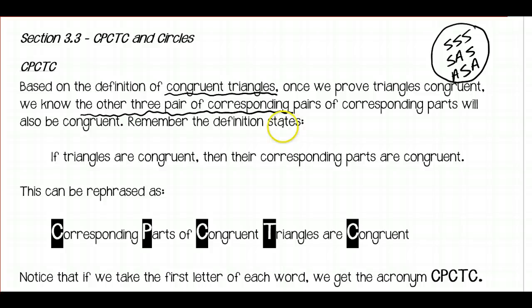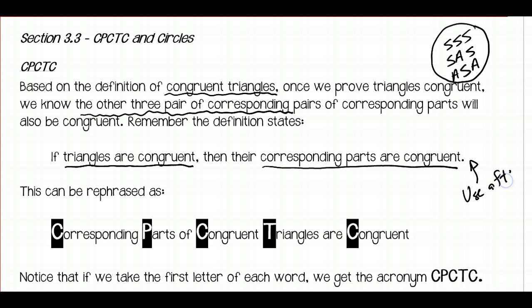So remember, the definition states that if triangles are congruent, their corresponding parts are congruent. So once we have proven that the triangles are congruent, then the corresponding parts are congruent. So this would be something that we use after triangles are congruent. Okay? And if you want to write it out in if-then form, you can, but here again we're going to have another exception to our if-then rule.